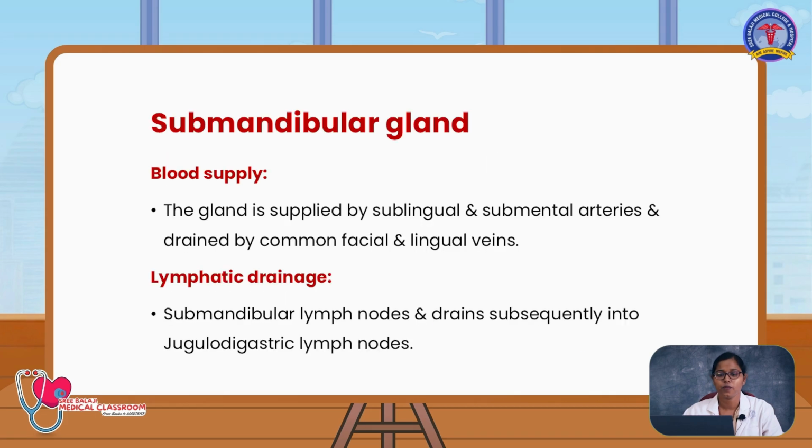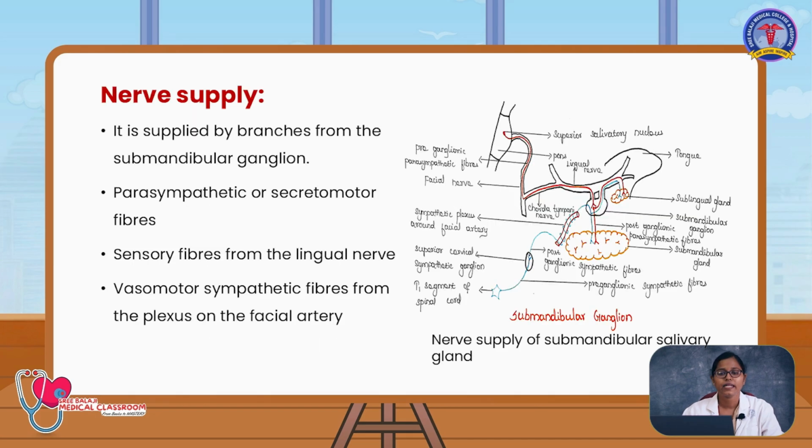Blood supply of the submandibular gland. So the gland is supplied by sublingual and the submental arteries and it is drained by the common facial and the lingual veins. Lymphatic drainage of the submandibular salivary gland. So the submandibular group of lymph nodes drains the submandibular gland and eventually it drains into the jugulodigastric group of lymph nodes. Next is the nerve supply of the submandibular salivary gland. It is supplied by the branches from the submandibular ganglion via the parasympathetic or the secretomotor fibers, sensory fibers from the lingual nerve and the vasomotor sympathetic fibers from the plexus on the facial artery.